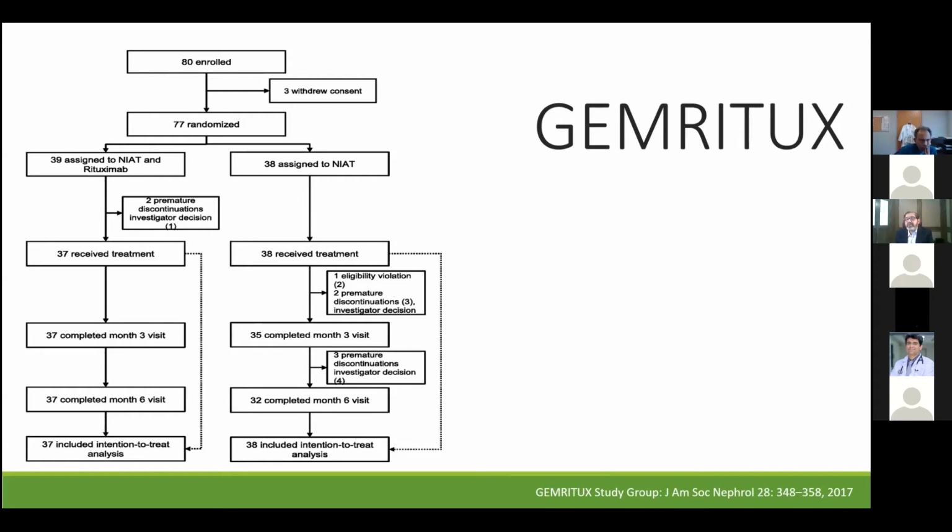So this was a multi-center prospective randomized controlled trial from France. This was Pierre Ronco's group. And so what they did was they randomized 77 patients, 39 to conservative treatment, NIAT, non-immunosuppressive antiproteinuria treatment, and rituximab, whereas 38 were assigned just to NIAT. So that's the control. We won't be able to do a trial like this anymore, so we'll have to have 2 treatment arms. So this is the early part, so they were able to compare treatment to essentially conservative management.